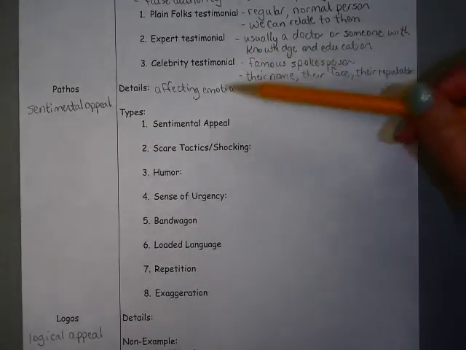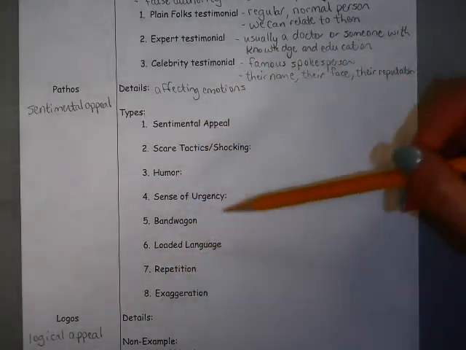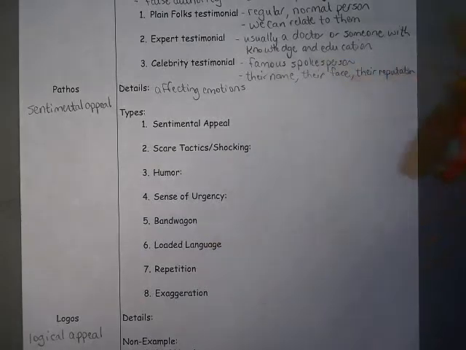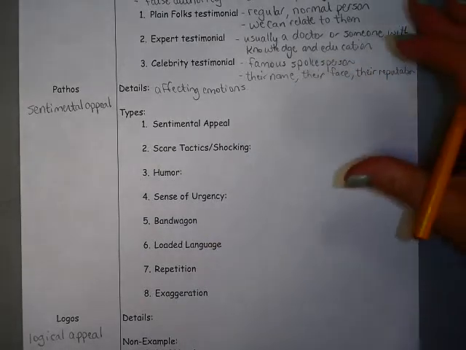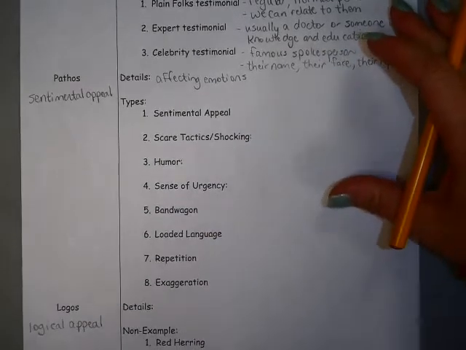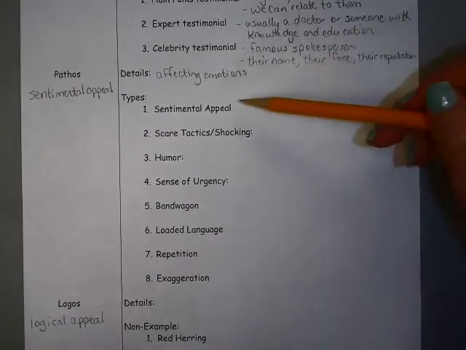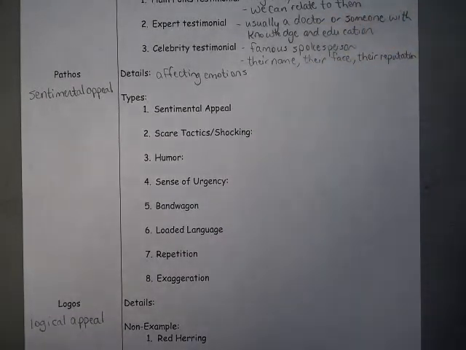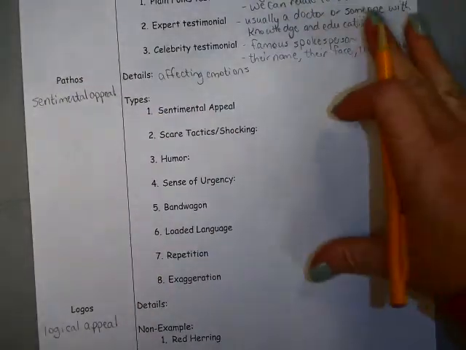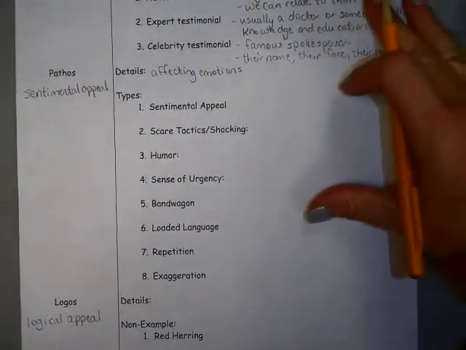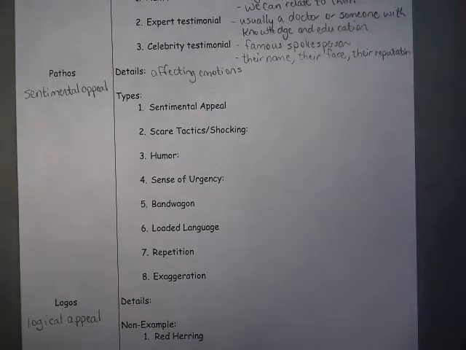So basically with sentimental appeal, there are 8 different types. And it sounds like a lot, but they're all so different. I think it'll be pretty easy to keep them different and straight. And so we'll go through each one of these and see what makes them different. So the first one is just flat out sentimental appeal. Now this one can go one of 2 ways. With sentimental appeal, it can either make you feel all warm and fuzzy on the inside, or it can make you feel really sad.